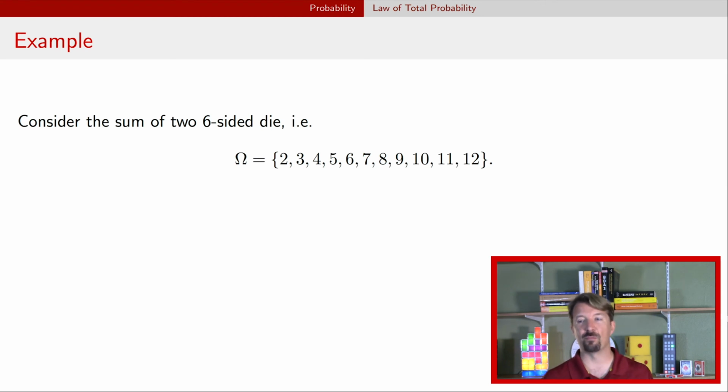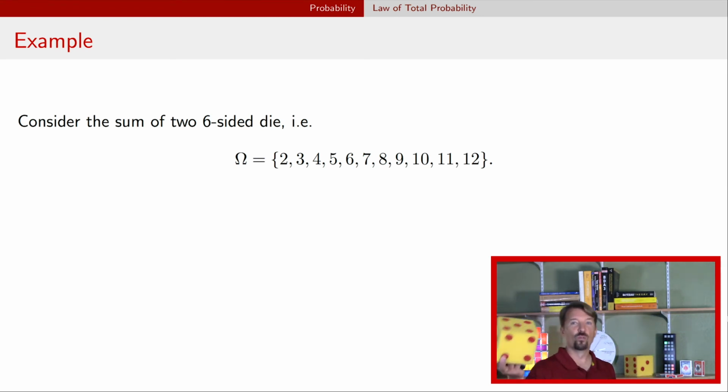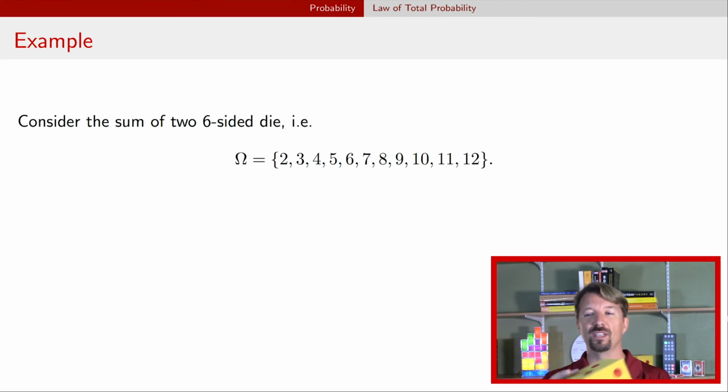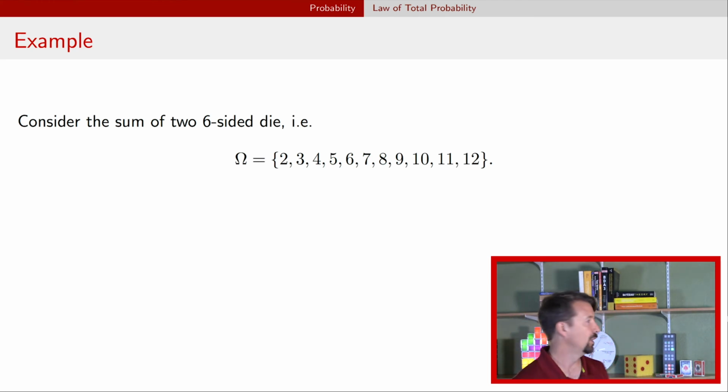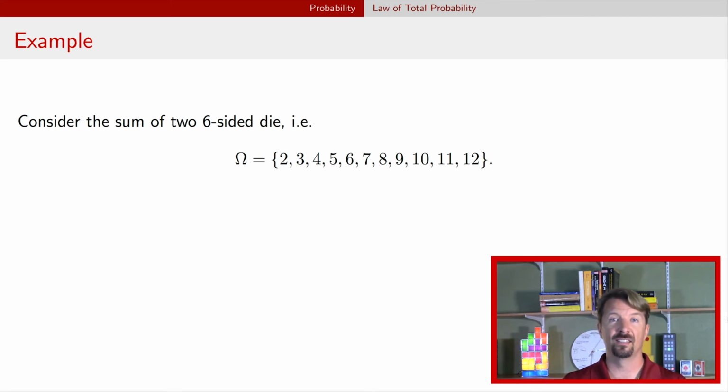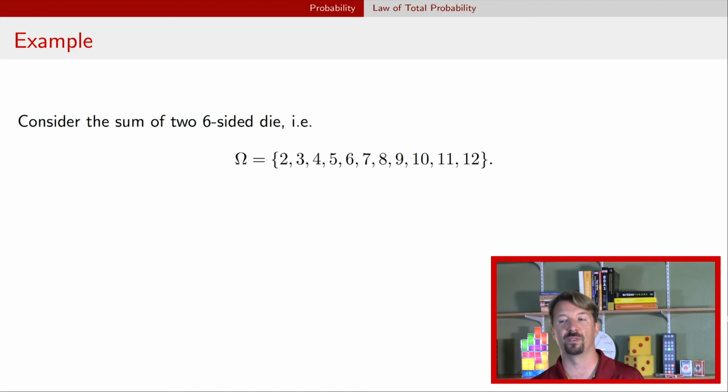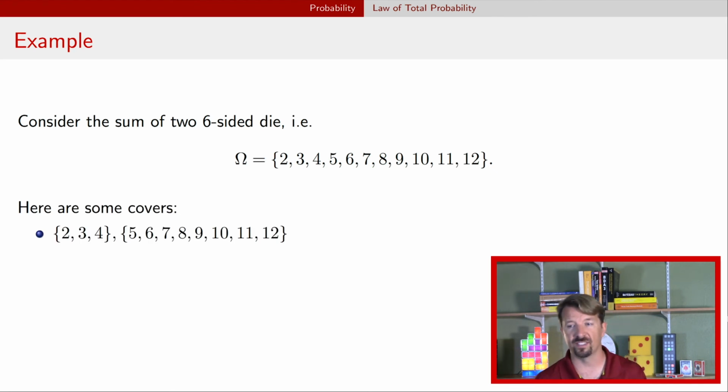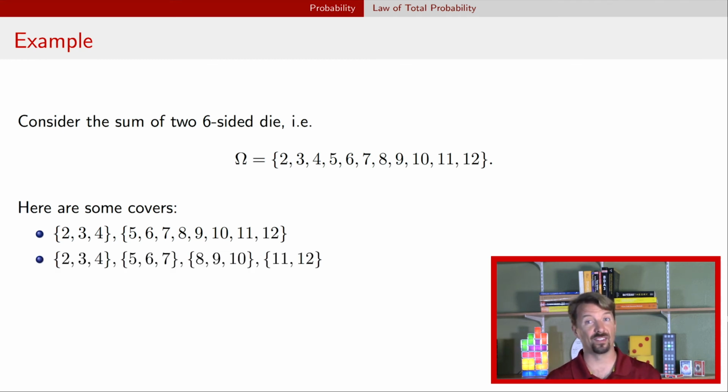We're going to give an example first. Here we're going back to our rolling dice example, looking at the sum of two rolled six-sided dice. The overall collection of outcomes is the integers 2 through 12. There are many different ways to construct a partition of this particular set. Here are some partitions. We have two sets, 2, 3, 4, and 5 through 12. We have another, 2, 3, 4, 5, 6, 7, 8, 9, 10, 11, 12, which we saw earlier.